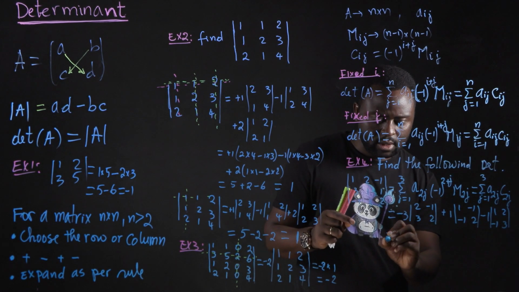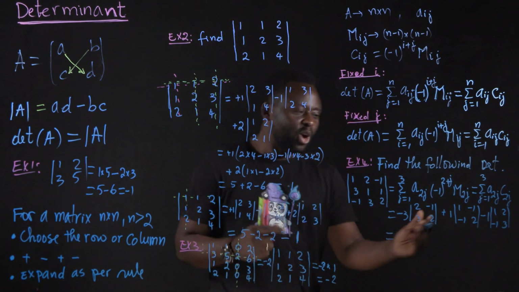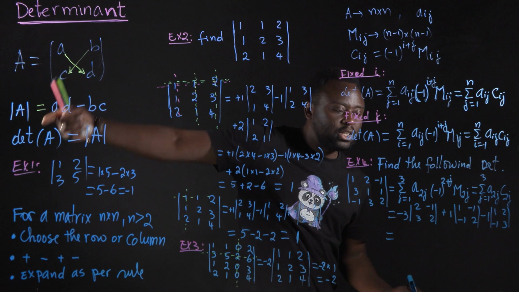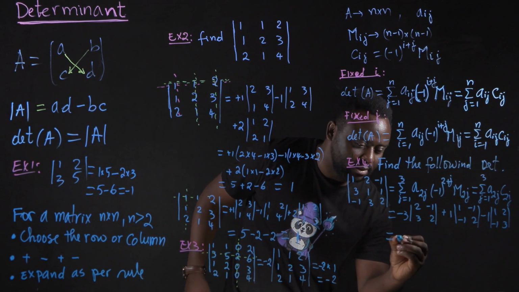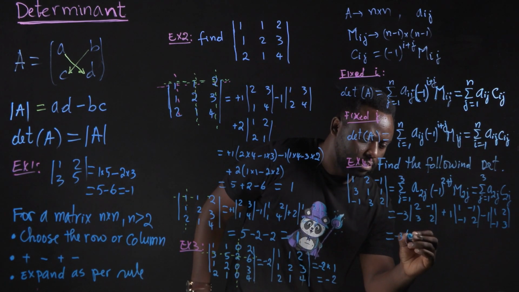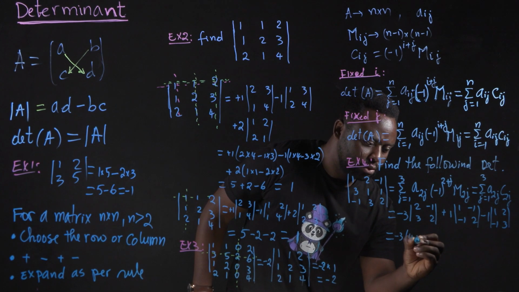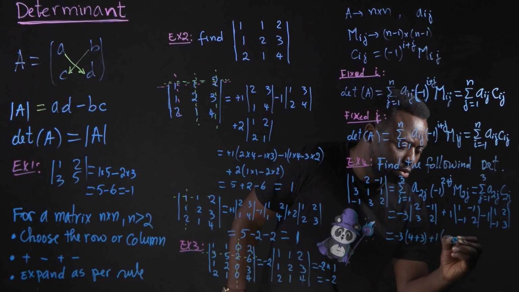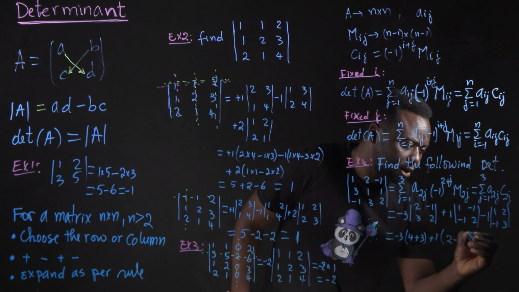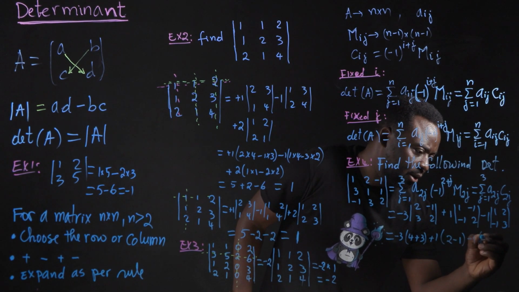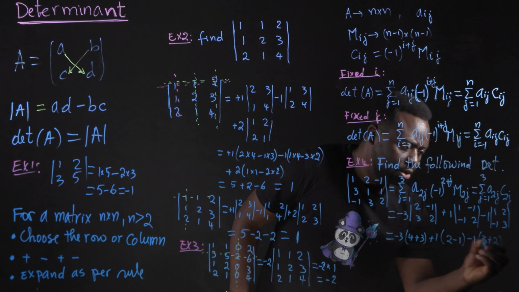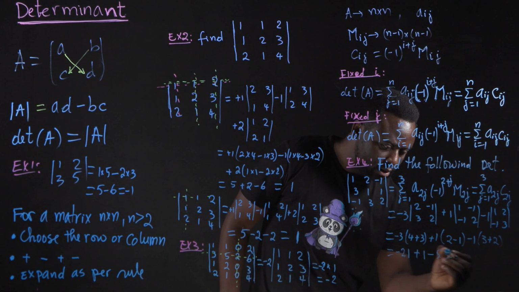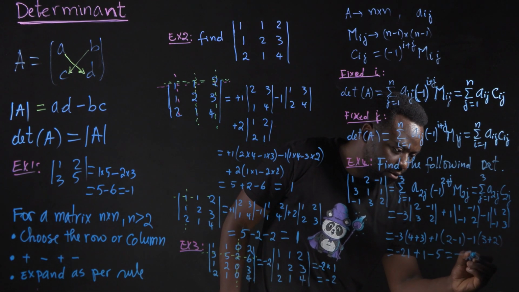All right, at this stage we're almost done. We just have to expand the simple 2 by 2 matrices. This is minus 3 times 4 plus 3. And this one is plus 1 times 2 minus 1. And the last one is minus 1 times 3 plus 2. If we simplify this, we obtain minus 25.